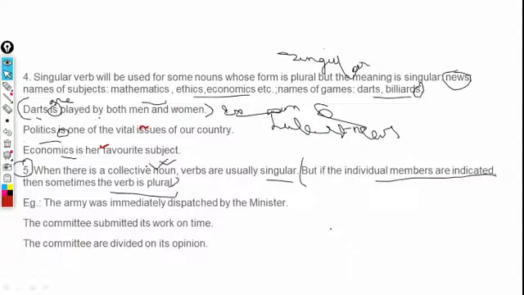But the committee are divided on its opinion. What is the meaning? The meaning is I'm talking about the individual members now, right? On its opinion, what does that mean? That means there is a division of opinion. That means there is a sense of plurality. Individual members are getting reflected there. That means the committee is not acting as a together unit, right? As I said, that is why we are writing the committee are divided on its opinion.